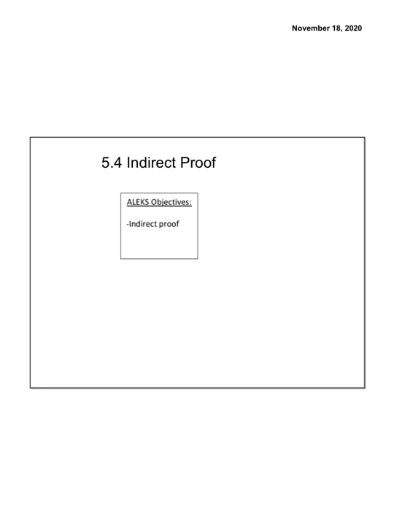Hello, geometry students. Welcome to your lesson on indirect proof. The ALEX objectives simply call it indirect proof. You may also hear this called proof by contradiction, or in some textbooks it's proof by negation.